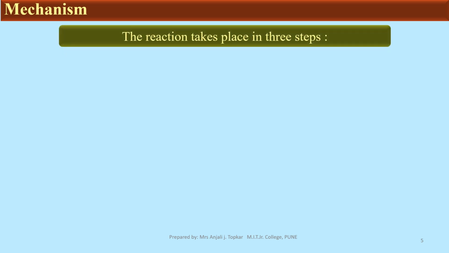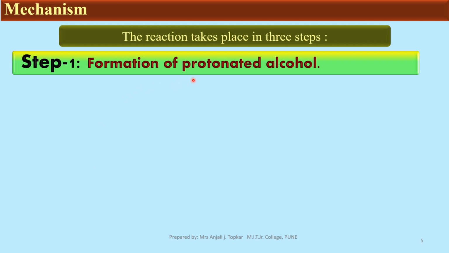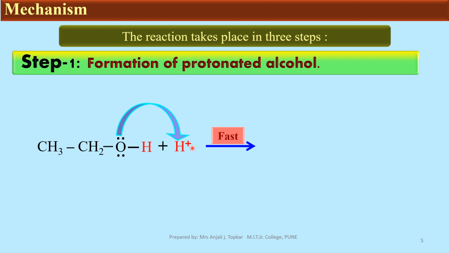Three steps. In the first step, formation of protonated alcohol is taking place. Let's see how. Here, this is an alcohol. As we find here, the oxygen atom carries 2 lone pairs. So hydrogen with positive charge forms a bond with the oxygen atom and protonated alcohol is formed. This step is the fast step.